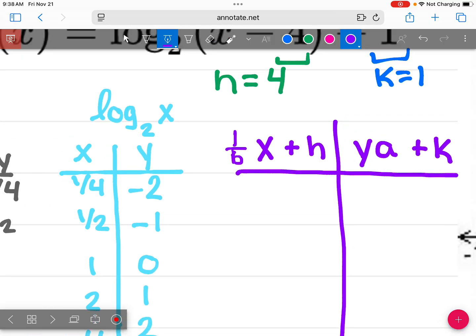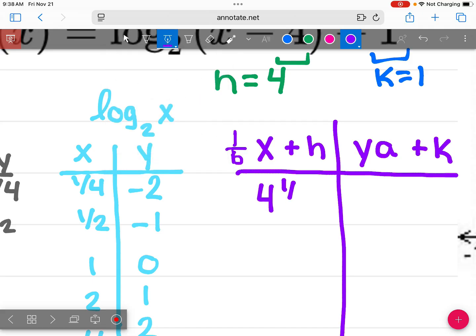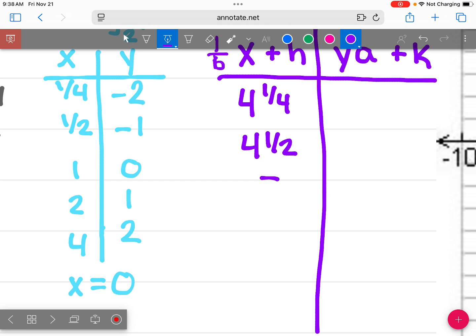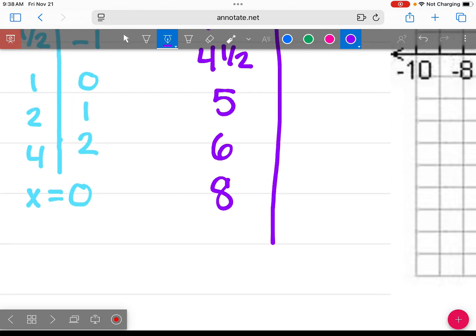So 1/4 plus 4, and we get 4 1/4. 1/2 plus 4, we get 4 1/2. 1 plus 4 gives us 5. 2 plus 4 gives us 6, and 4 plus 4 gives us 8. Our asymptote, we've got x equals 0, so I need to take that and add 4. So our asymptote is going to happen at x equals 4, because it's an x, I can put it through that same x transformation: 0 times 1 over b, still 0, plus 4, plus h.